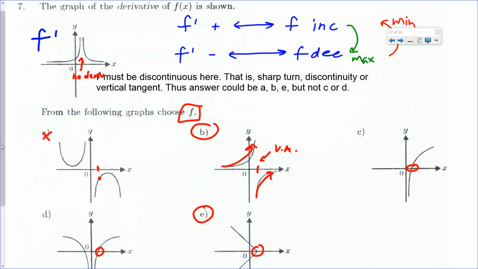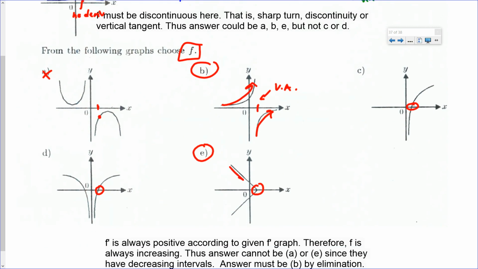So this is the answer, because look at this one. Is f increasing here? No. So this is not the answer. You can even go here and say, f always has to be increasing. Is f increasing here? No. So this cannot be the answer. Is f increasing here? No, that's not the answer. This one actually could be the answer because f is always increasing, but that vertical asymptote doesn't match the discontinuity. So the answer must be B.